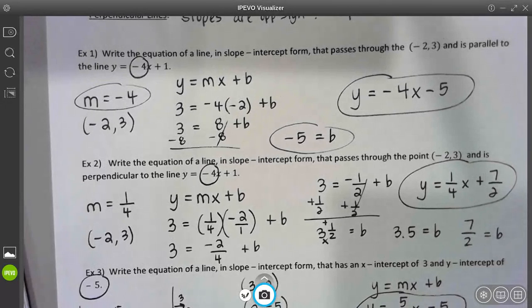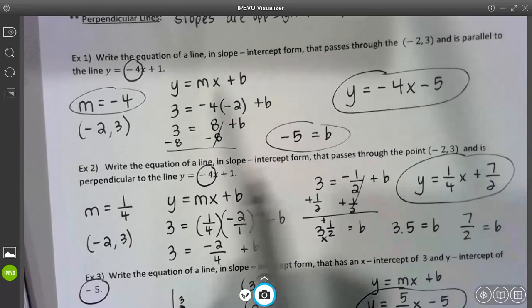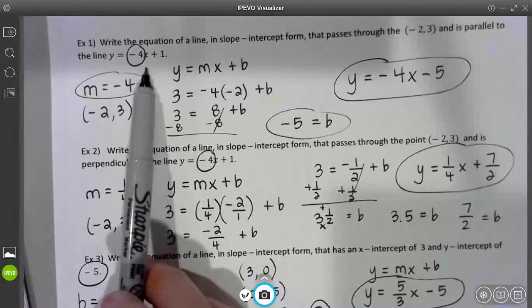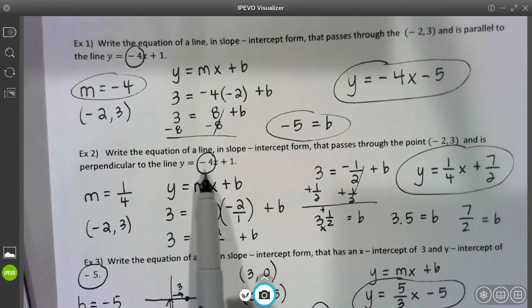All right, so guys, that's all you're expected to do today. They're going to give you a point, and they're going to give you a line that your line either has to be parallel or perpendicular to, and that's how you'll get your slope, okay? The nice thing about these two problems is the equation they gave you was in y equals mx plus b form, so it was really easy to look at this line and know its slope.